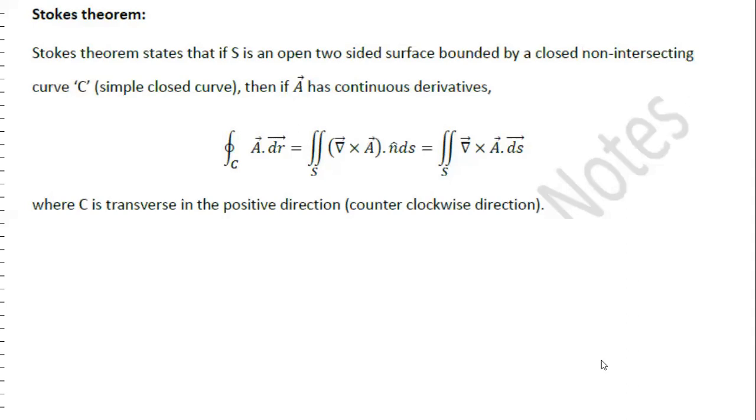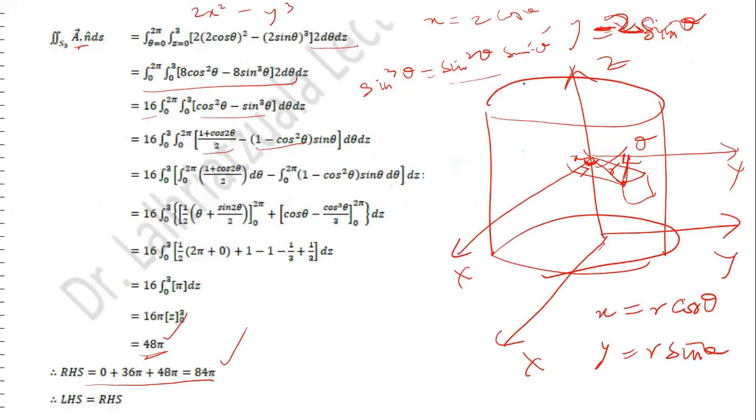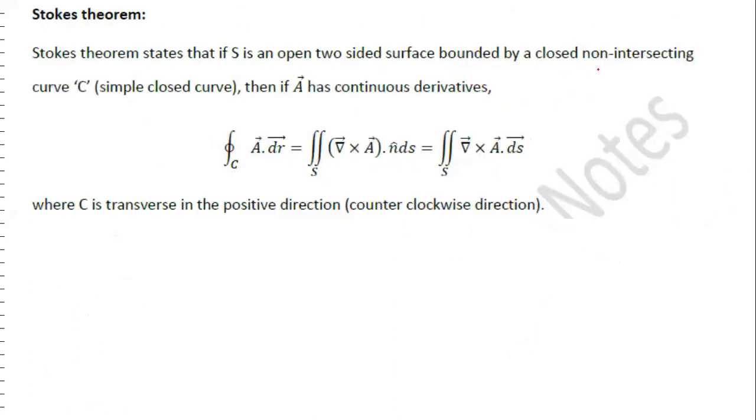Stokes theorem is for an open surface. See, in the divergence theorem, we are considering a closed surface. We are considering a closed volume, which is bounded by a closed surface. The surface could be spherical, or cylindrical, or it could be any surface, but we are considering a closed surface here in the divergence theorem. But in the Stokes theorem, we are going to consider an open surface.